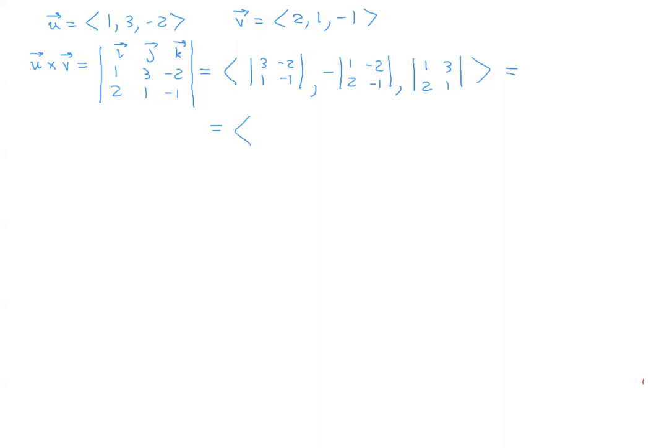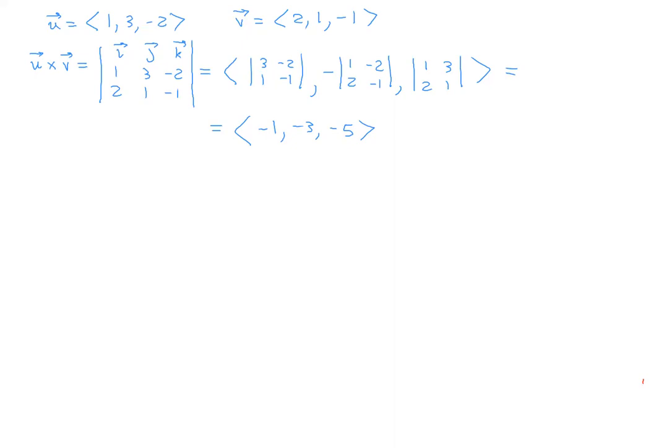And now I compute this determinant. So the first one is negative 3 minus negative 2. So negative 3 plus 2, that's negative 1. The second one is minus 1 plus 4, that's 3. With a minus in front, that's negative 3. And the last one is 1 minus 6, that's negative 5. And hopefully, if I haven't committed any numerical error, then that's precisely the cross product of u and v. Okay?